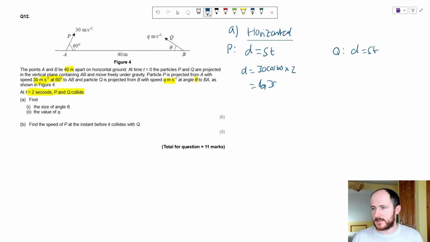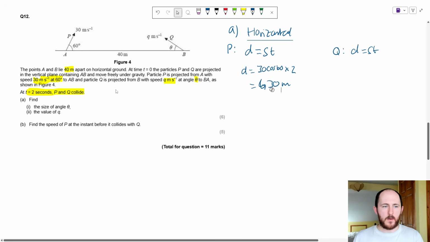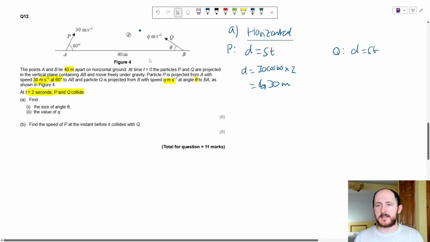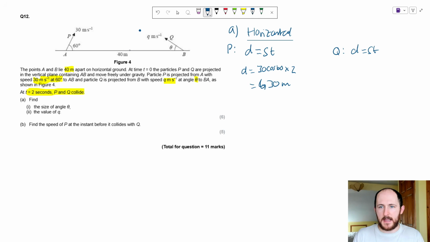What am I doing? 30 meters. Okay. Now, what can we say from that? Well, given that this is 30 meters horizontally when they collide, that means they collide somewhere over here. Which means I actually immediately know the distance Q has travelled. If from here to here is 30 meters, then from here to here has to be 10 meters.